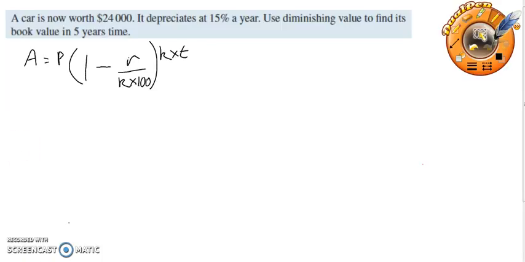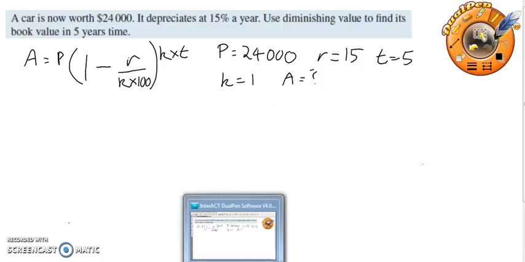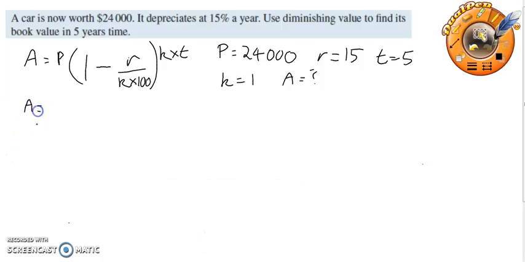We fill in what we know. Our car is now worth, that means principal. If you want to use the other formula, it will be present value. R will be 15. T equals 5. So like before, K will equal 1. And the thing which we're missing is our amount. So we start filling in our formula. Amount equals 24,000, 1 take 15 over 1 times 100, to the power of 1 times 5.